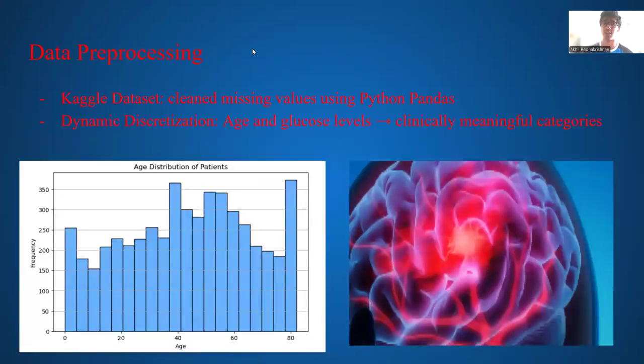I initially conducted data pre-processing, where I cleaned a Kaggle dataset, my main data source, to make predictions, handling missing values through data cleaning using Python and Pandas libraries. Age and glucose levels, initially continuous variables, were dynamically discretized to make the Bayesian model more interpretable and easier to understand and model.